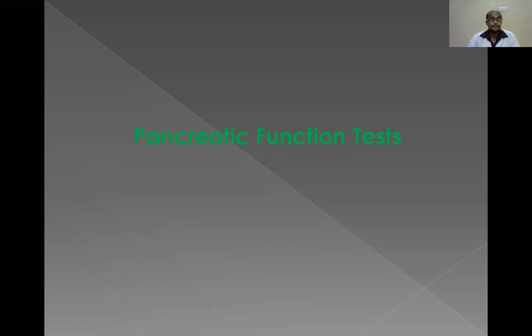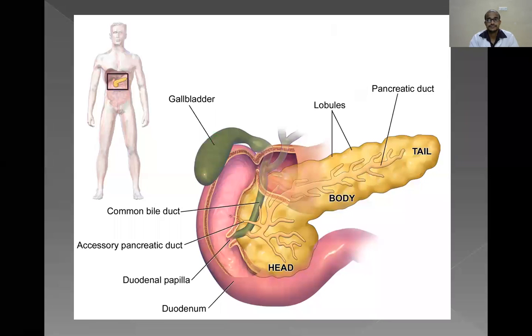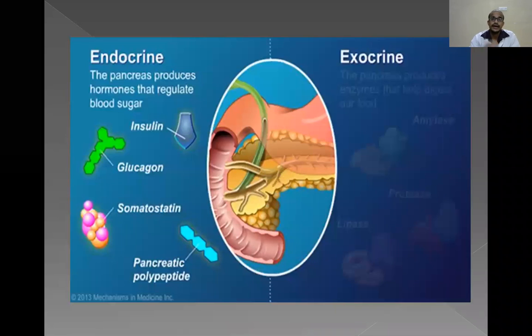And next is the pancreatic function tests. So we know the pancreas is an organ which is having different lobules, and it is divided into head, body, and tail. And pancreatic duct will be there, and all those things you know. And coming to the functions of the pancreas, endocrine and exocrine functions. The endocrine functions, the release of hormones, which include insulin, glucagon, and the exocrine function of the pancreas is very important, which releases different enzymes like amylase, proteases, and lipase.